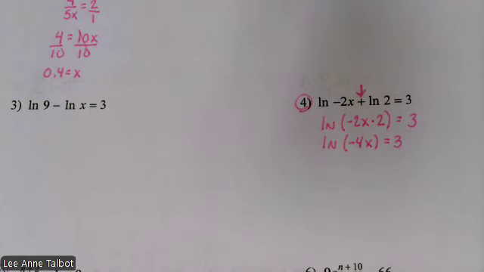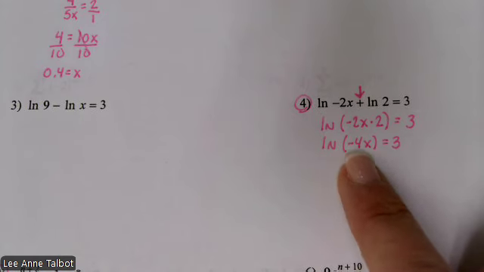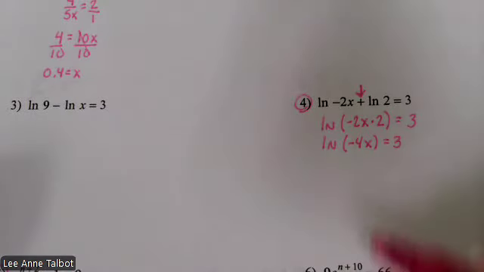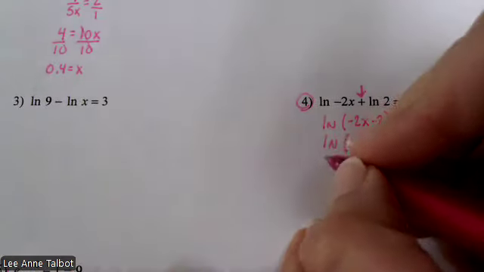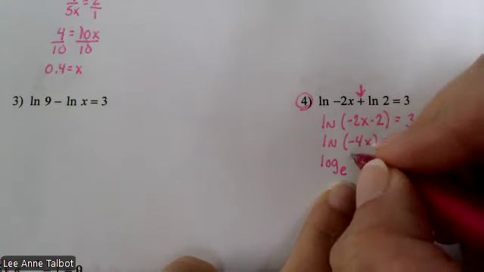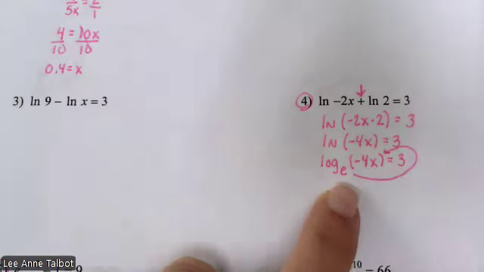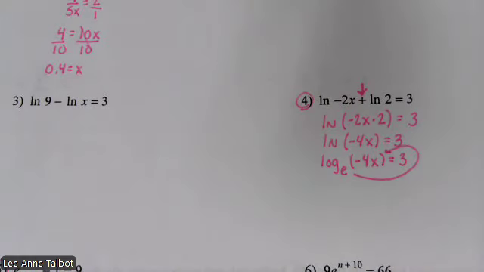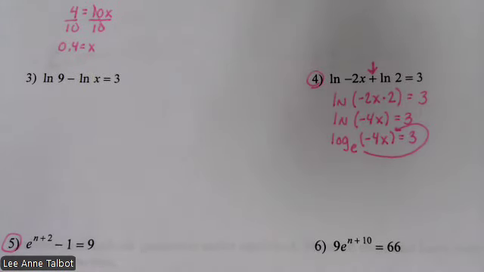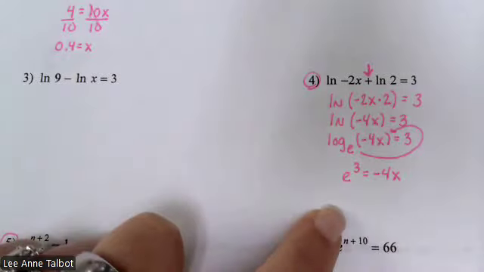Okay, now can you guys see that this is a Guinan circle problem? It's a Guinan circle problem because there's no natural log on this side. There's just natural log on one side only. So what do we do with the Guinan circle? Well, we make this loop-de-loop thing, but there's nothing here. So what we're going to do is take our natural log and change it to log base E, because that's what natural log is. Natural log is log base E. And now you have a base for your loop-de-loop for your Guinan circle. So E to the third equals negative 4x.